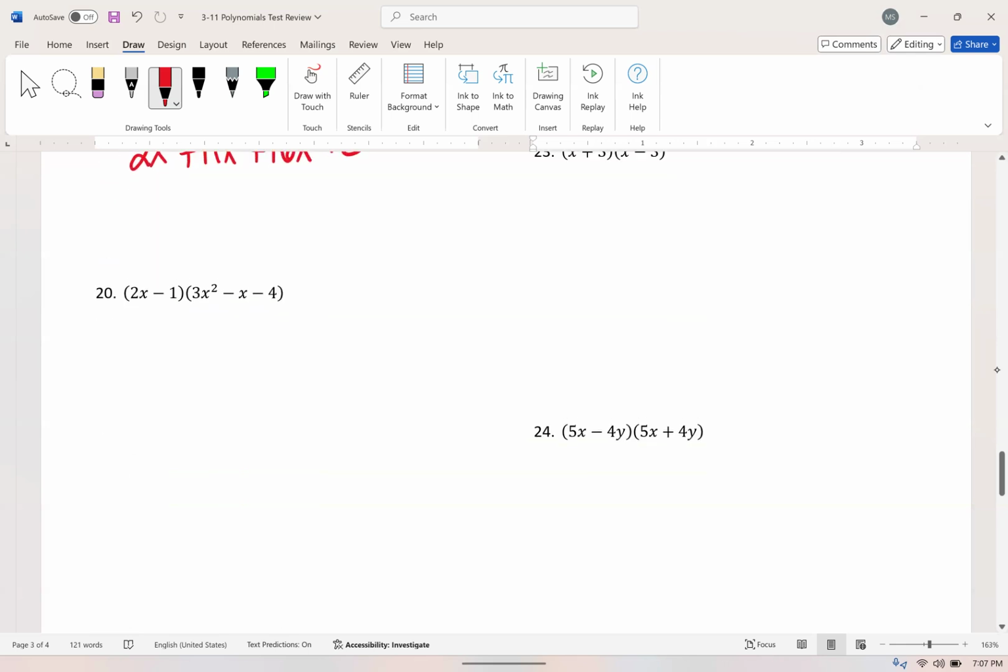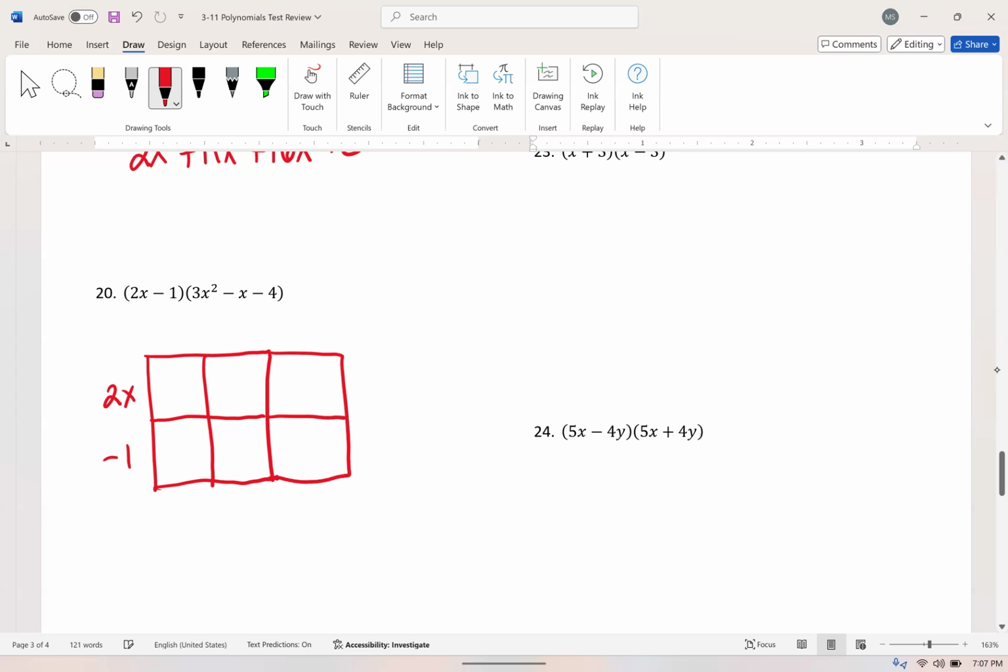Okay, a similar problem. So 2x minus 1 times, oh, I forgot. I'll make my box a little bigger. And then this way, 3x squared. I'm going to make this minus 1x instead of just minus x. And minus 4 just to really emphasize that there's a negative 1 in front of that x.